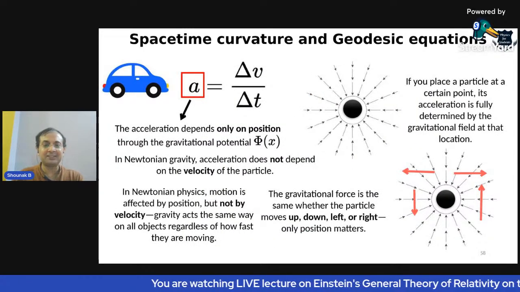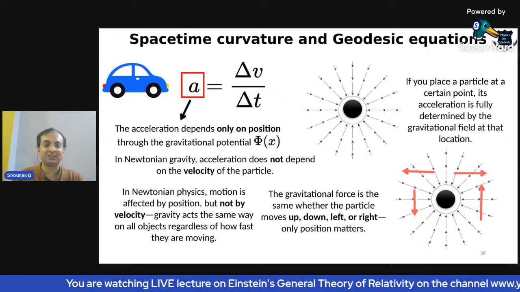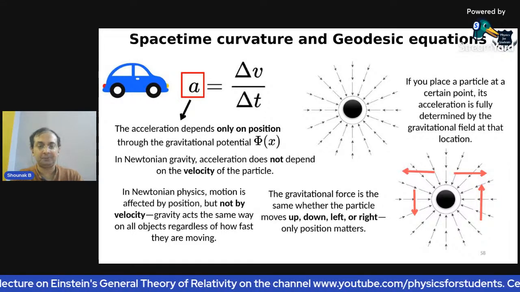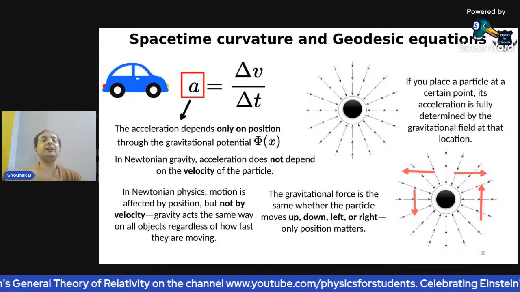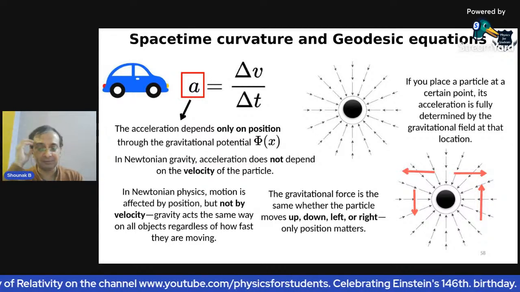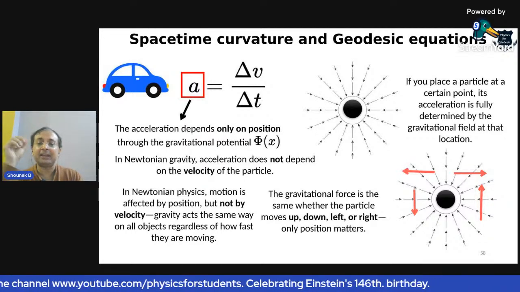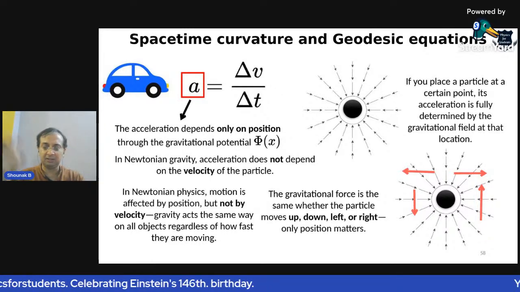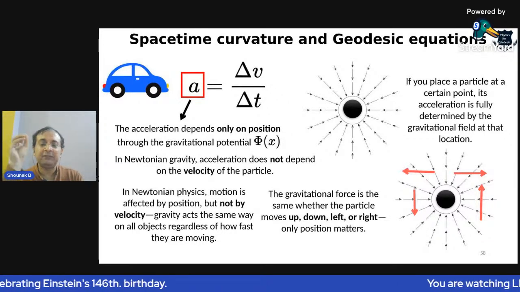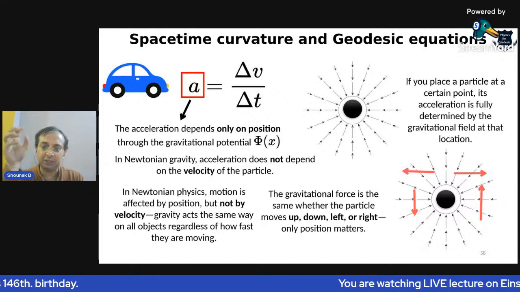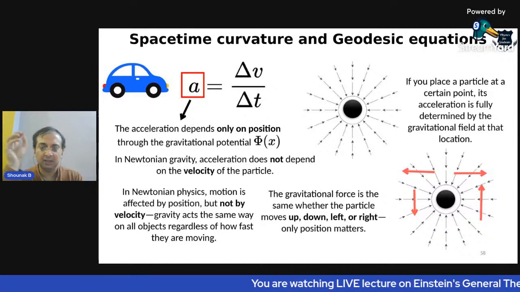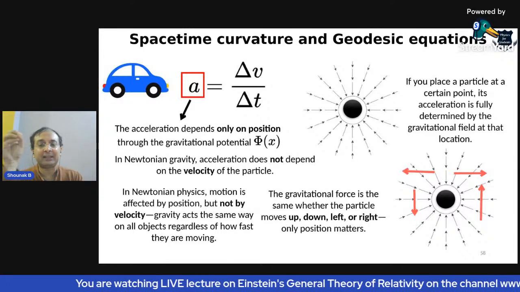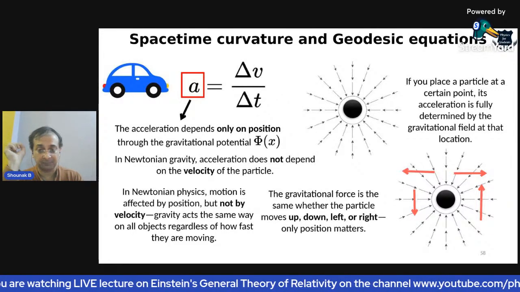Now here you can see that the typical acceleration in Newtonian mechanics depends only on position. In the Poisson equation, which we will discuss tomorrow, it is the gravitational potential. So see the picture on the right-hand side. If I place a particle in a gravitational field, its acceleration is fully determined only by the gravitational field at that location.